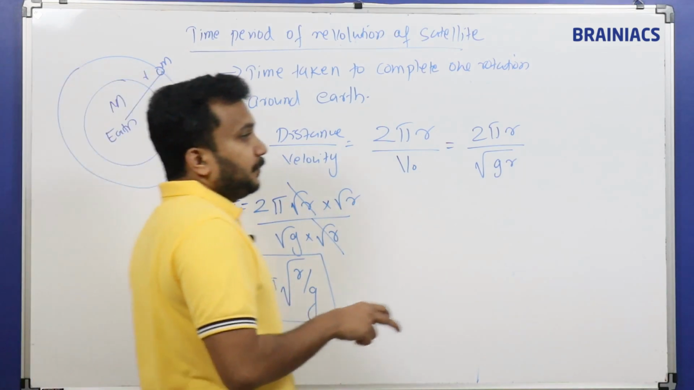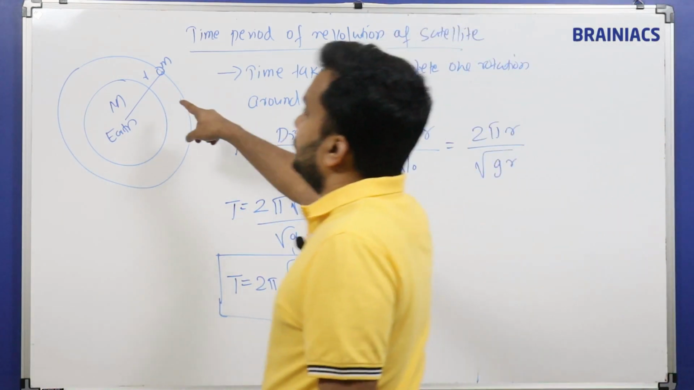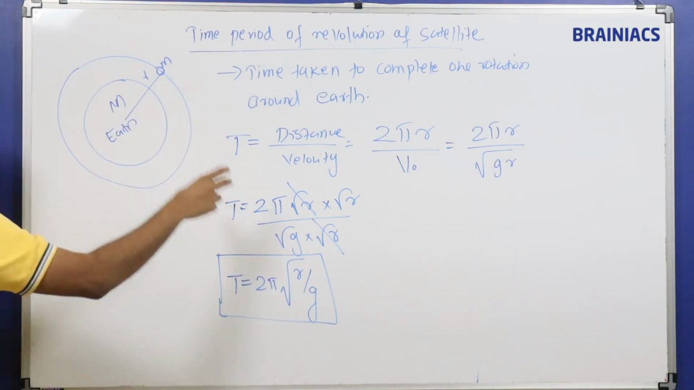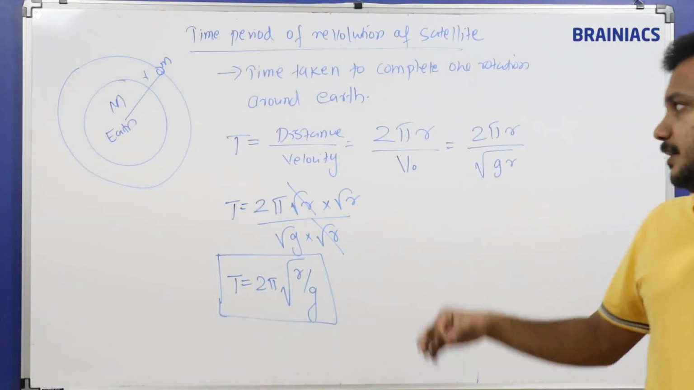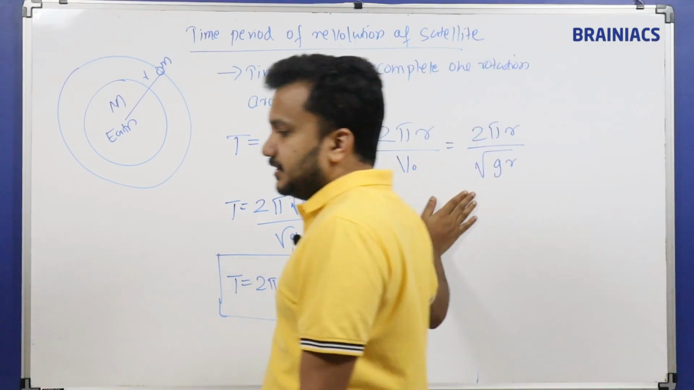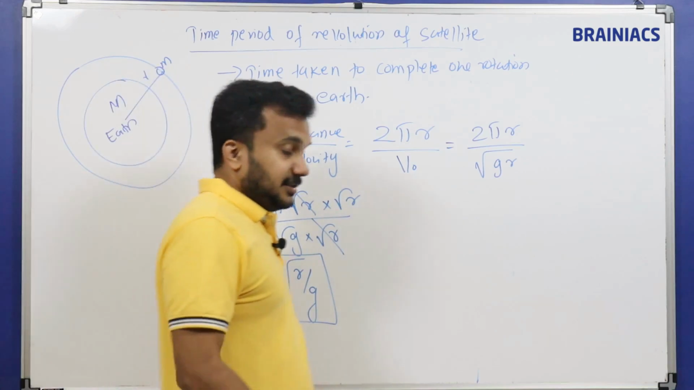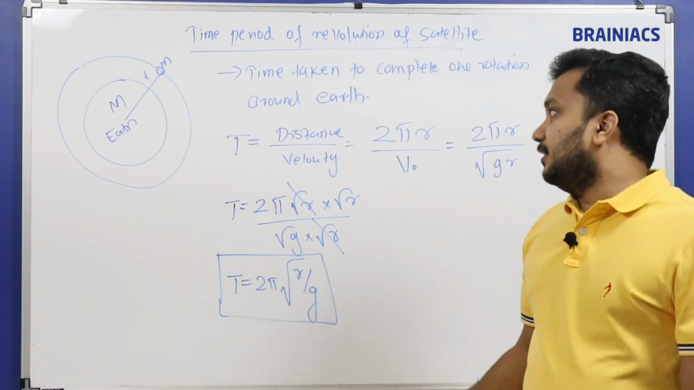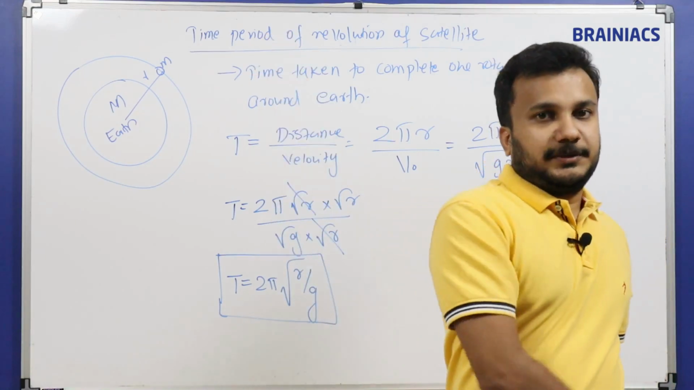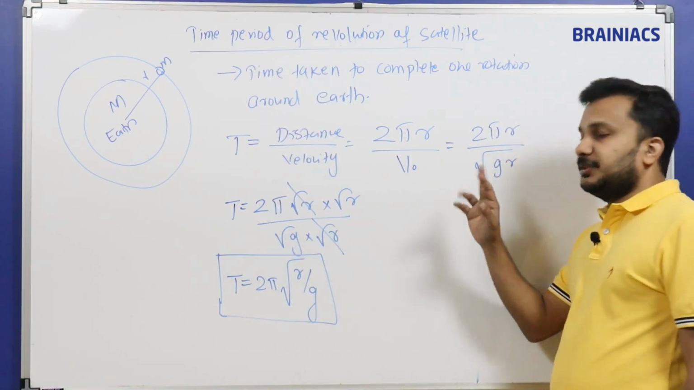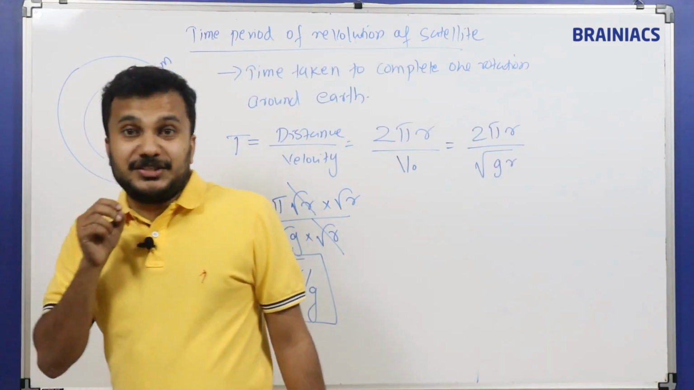Small r is the distance of the satellite from the center of Earth. If it is very close to the Earth's surface, then small r is equal to capital R. So time taken by the satellite, time is equal to distance by velocity. We substituted the velocity of a satellite, which is called orbital velocity, and we used that formula to substitute it. Here we have given root gr.